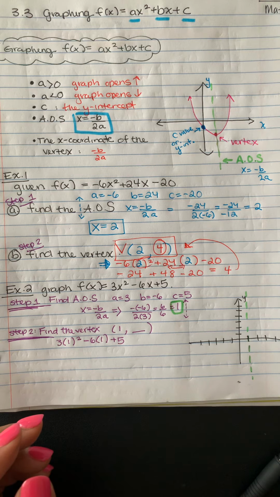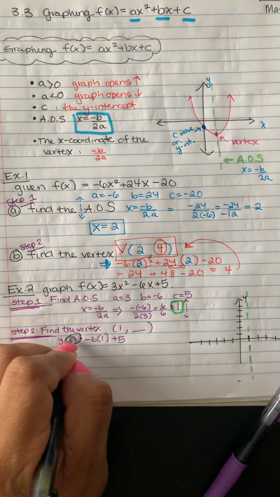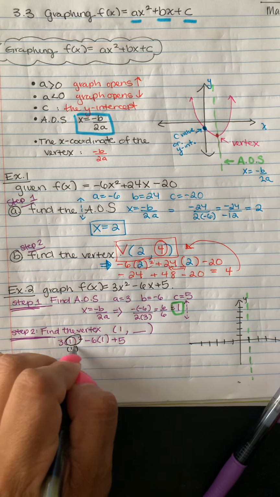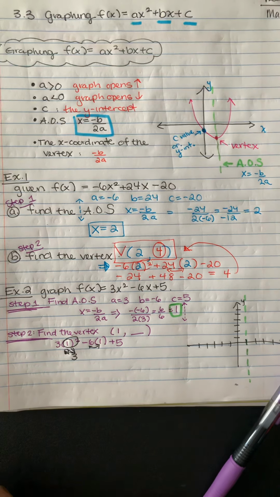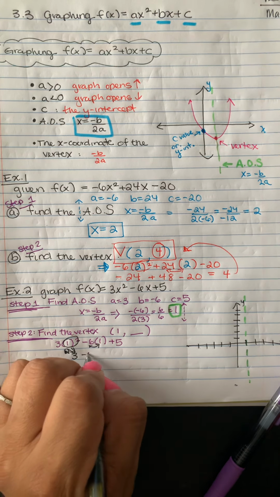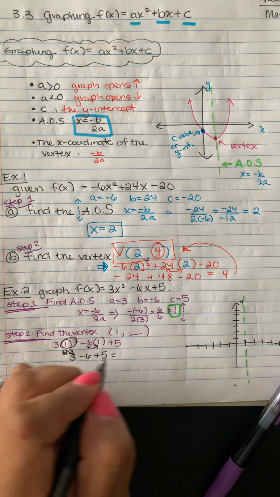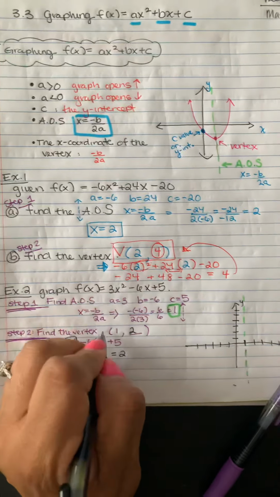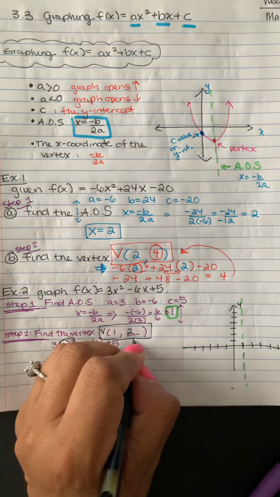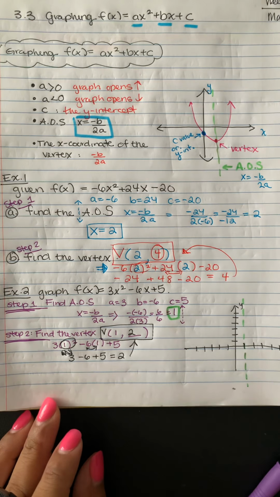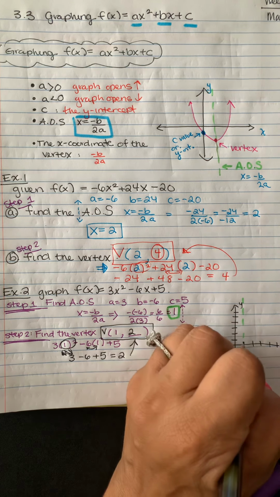So we end up with 1 squared, which is 1. And then 1 times 3 is 3. So let me just write down 3. And then here we have a negative 6 and positive 1. That gives me negative 6 plus 5. Go ahead and do the math, and you should have 3 minus 6 plus 5, which is positive 2. That 2 goes here. That's our vertex. This is our point. So our vertex is (1, 2).